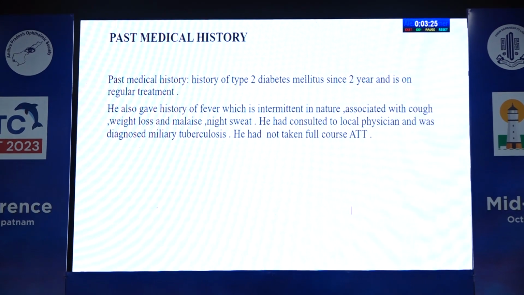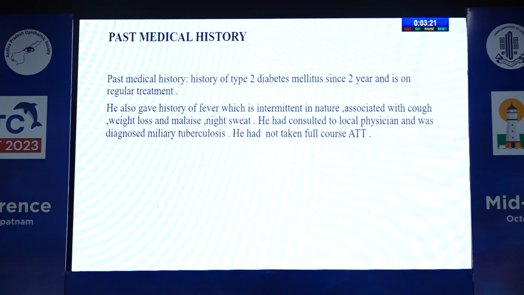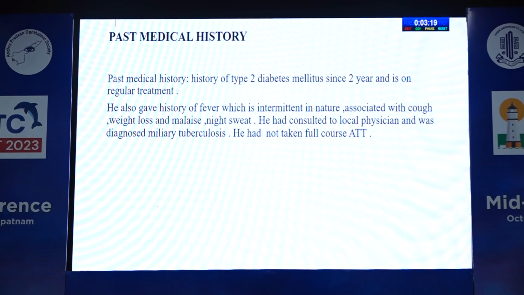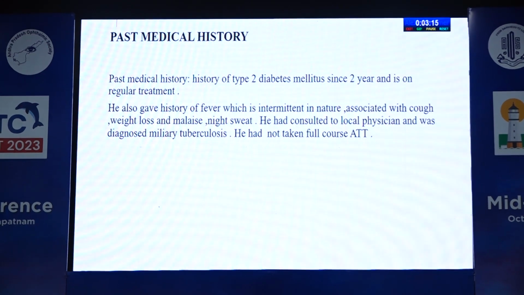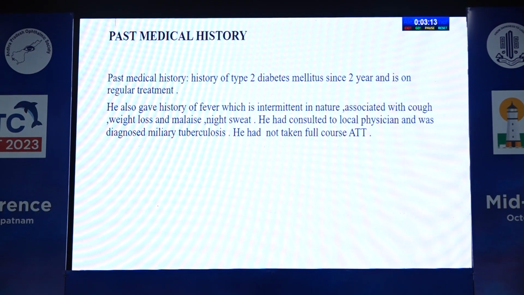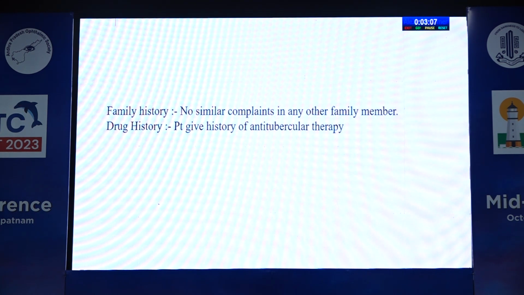Past medical history of type 2 diabetes mellitus since 2 years, on regular treatment. He also gave history of fever, which is intermittent in nature, associated with cough, weight loss, malaise, night sweats. He had consulted a local physician and was diagnosed with miliary tuberculosis. He had not taken the full course of ATT. Family history: no similar complaint in any other family member. Drug history: patient gave history of ATT.